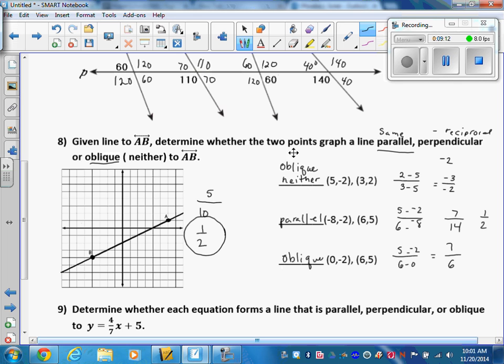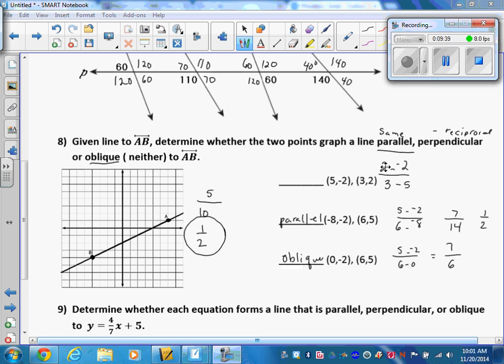Okay, some people have told me that there's a mistake in this one. So let's redo this first one. We didn't do this one quite right. So let's go back and calculate that one again. So 2 minus -2 over 3 minus 5. Is that better? So 2 plus 2 is 4, and 4 over 8 is going to be what I'm looking for. So this one is also parallel.